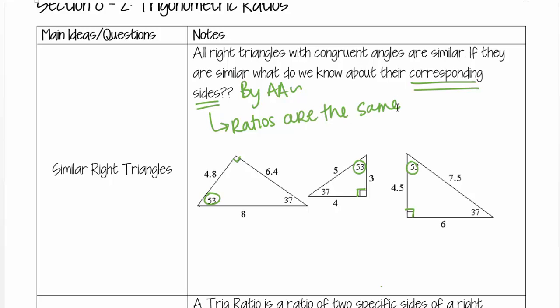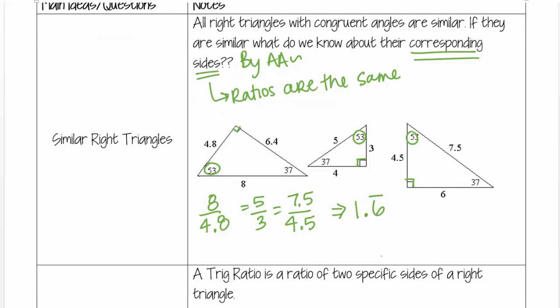So if we wanted to test this, we could take like the hypotenuse and divide it by the short leg. So over here it's 8 over 4.8. Here the hypotenuse is 5 and divided by the short leg, which is 3. And this one, the hypotenuse is 7.5 divided by the short leg, which is 4.5. And if you type all of these into your calculator, you're going to get the same decimal out. You're going to get 1.6 repeating forever and ever. So because these are all similar, we know we can make ratios, and their ratios will eventually equal each other.